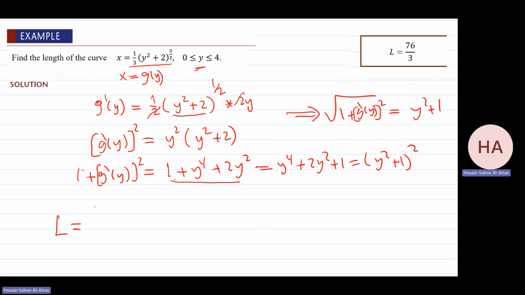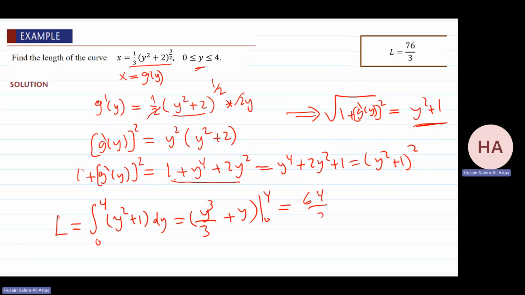So L will be the integral from 0 to 4 of the square root of this, which is y squared plus 1. And that gives me what? y cubed over 3 plus y, from 0 to 4. That gives me 64 over 3. Yeah, 4 cubed is 64. Plus 4, minus 0, no need. So that will be 64 plus 12, 76 over 3.